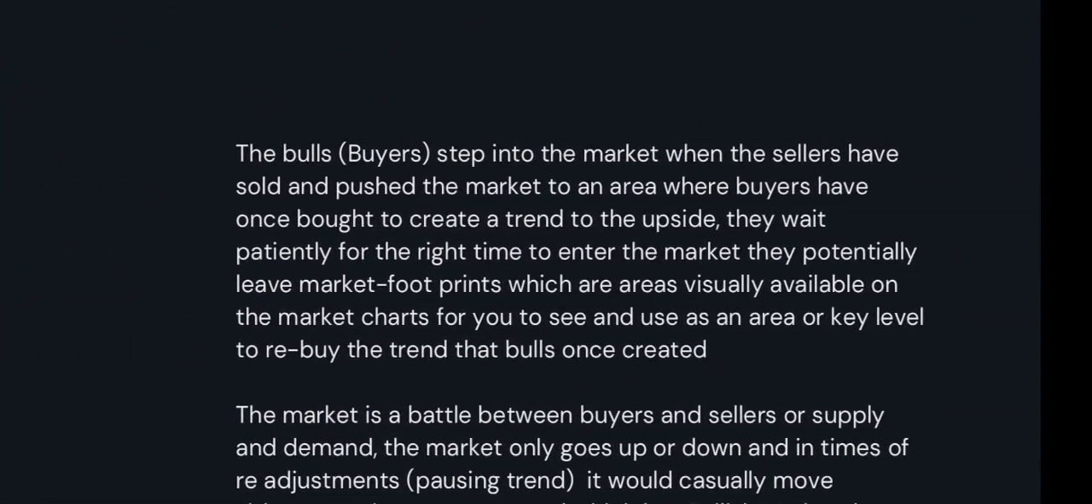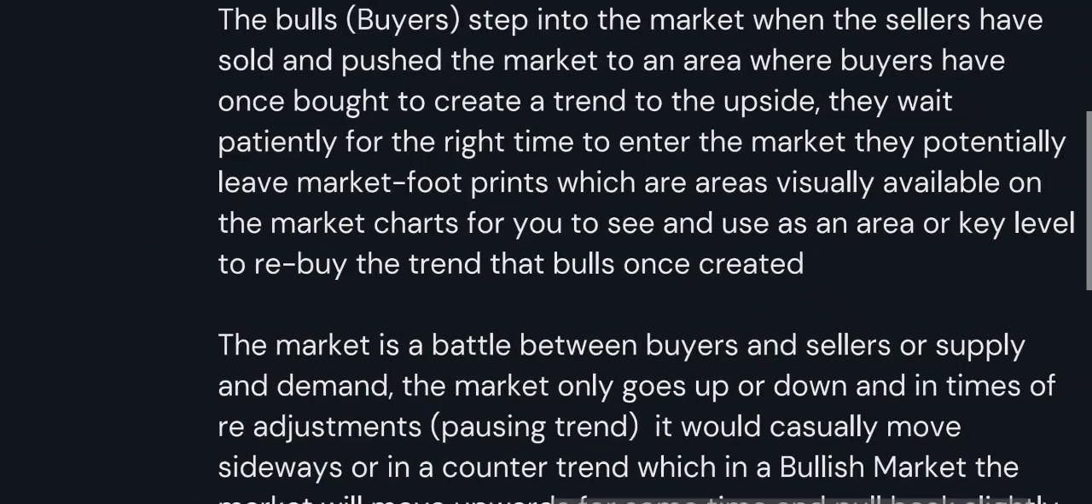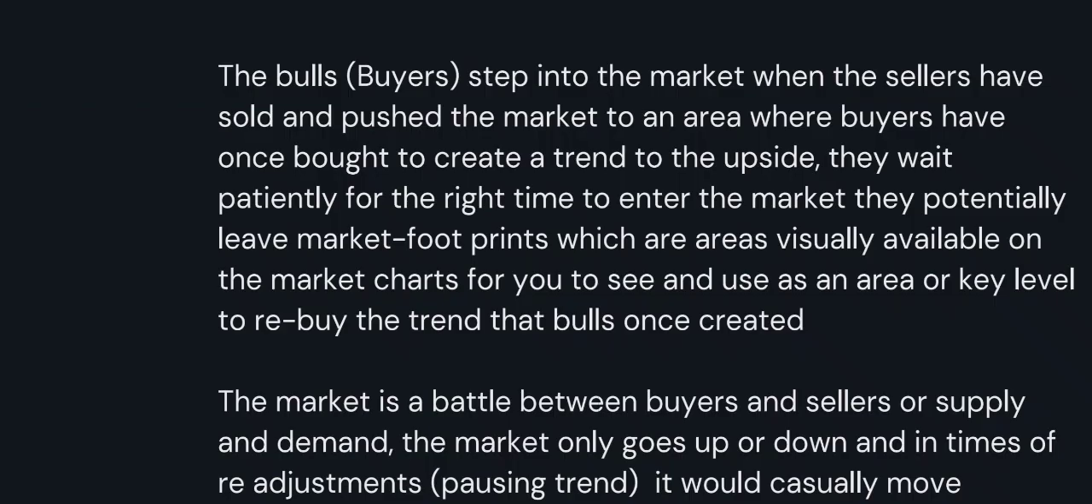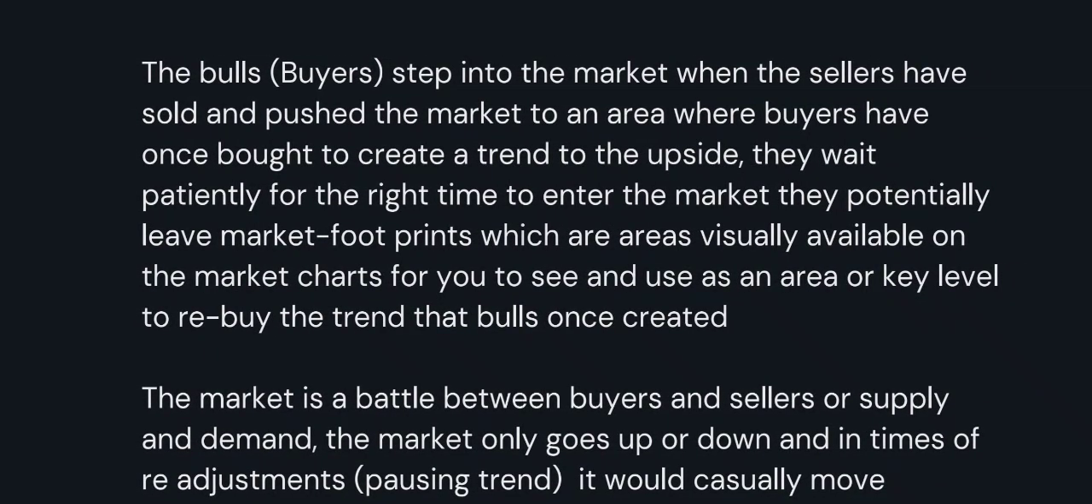As we move on to the right side at the top, the bulls. Buyers are the bulls. They step into the markets when the sellers have sold and pushed the markets to an area where buyers have once bought. Sellers will push the market from 5 rand, I'm making an example, which is a high price, back to 1 rand. Then from 1 rand, buyers will enter the markets to create that balance and push prices back up to 5 rand. So we know at 5 rand we're selling, at 1 rand we are buying. That's our buying area where prices were low and we increase them to high prices.